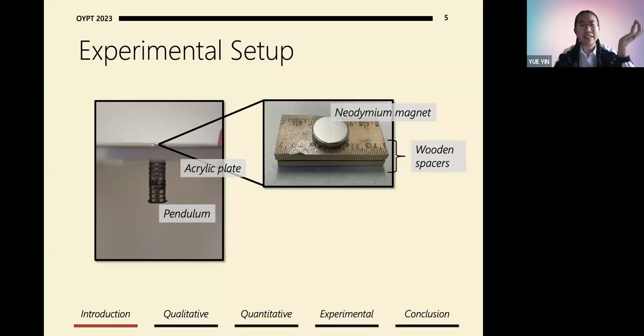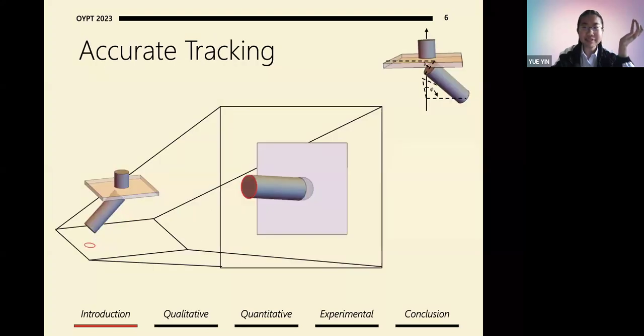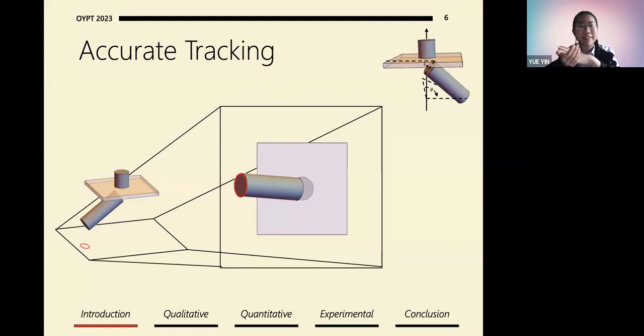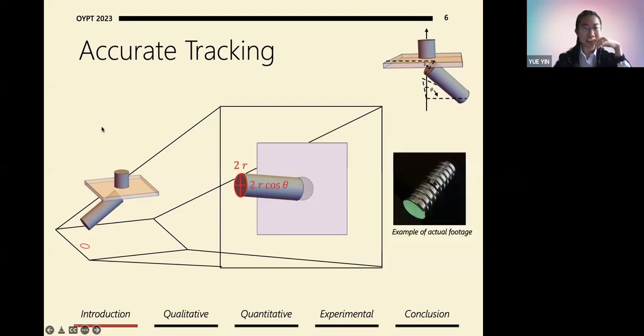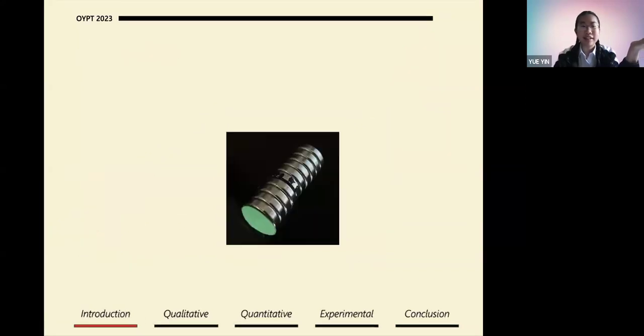And this is how I actually tracked the evolution of the pendulum. You can observe that the pendulum makes an elliptical projection onto the ground plane when it is tilted. So the major axis of the ellipse is undistorted and equal to the diameter of the pendulum, while the length of the minor axis changes as a function of the tilt angle. And we can use this to help us track the pendulum's motion.